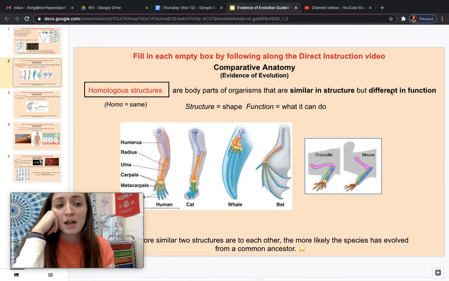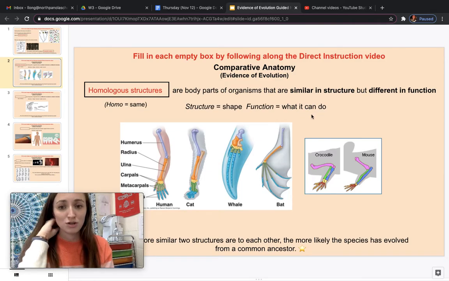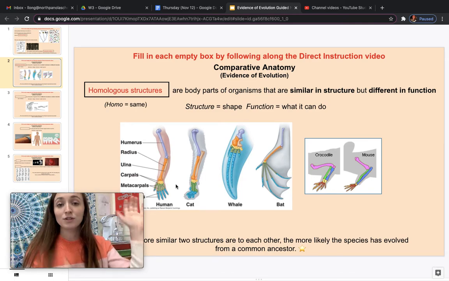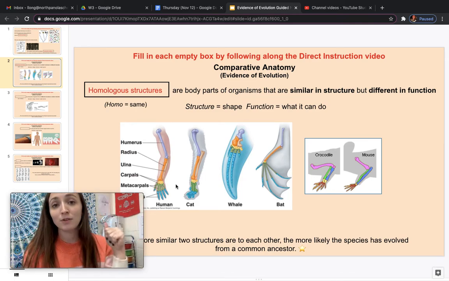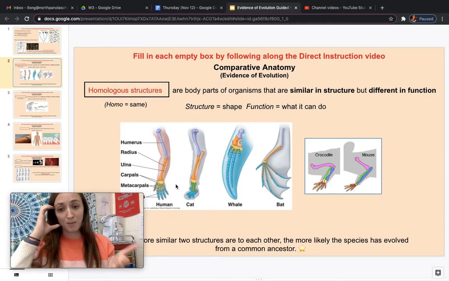However, they are different in function. So what does that mean? When we say function, that just means what it can do. What is that structure actually used for? So while these bones are all very similar or the same, what we use them for is different. A human arm, think of what you do with your human arm. You use it to pick up stuff, to wave, to high five. Hopefully you don't use it to punch, but that is what your human arm is able to do.